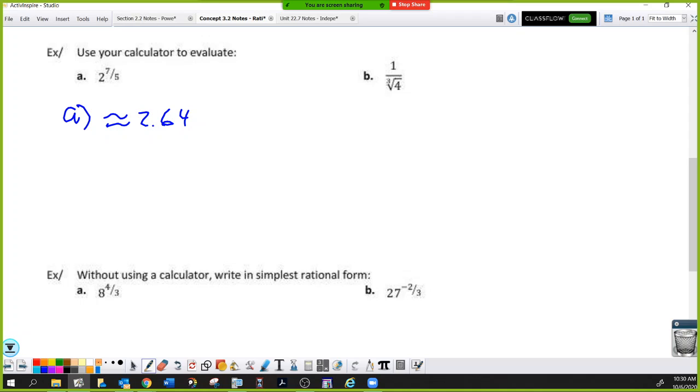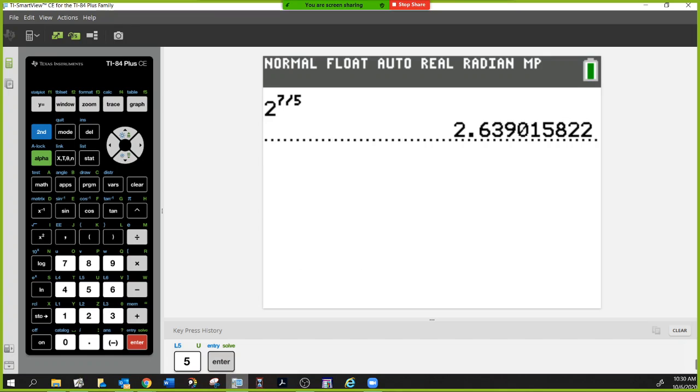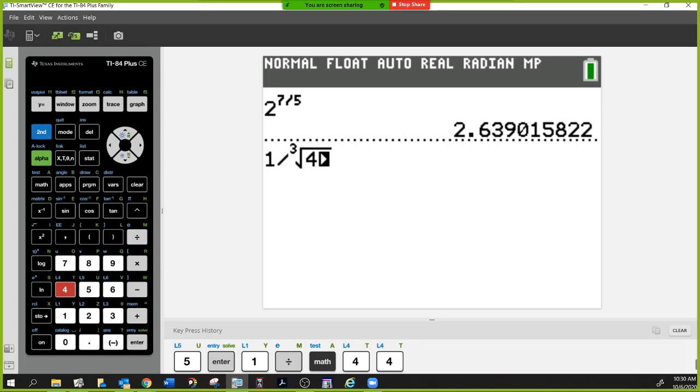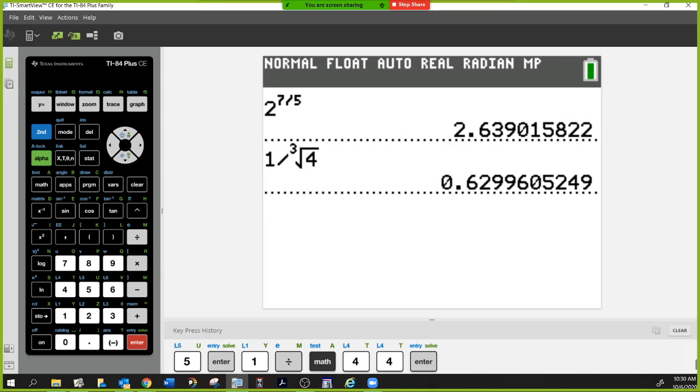And for B, you don't even have to use a stacked fraction. Let's say you're using a calculator that can't do stacked fractions. 1 divided by the cube root of 4. I could do this. 1 divided by math. Look, the cube root is a hotkey. It's 4. Then you say enter. To 3 sig figs, that is 0.62. Because that fourth decimal, that 9, bumps the next 9 up to a 10. So it's 0.63, excuse me. That is 3 sig figs.